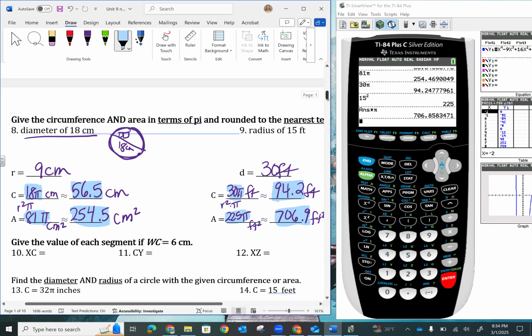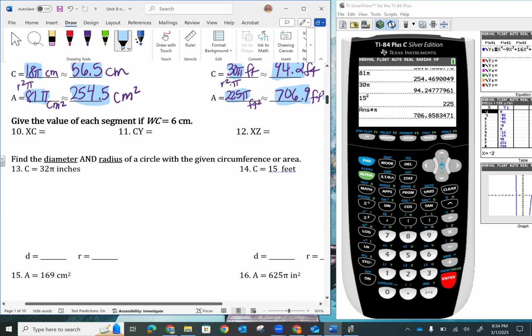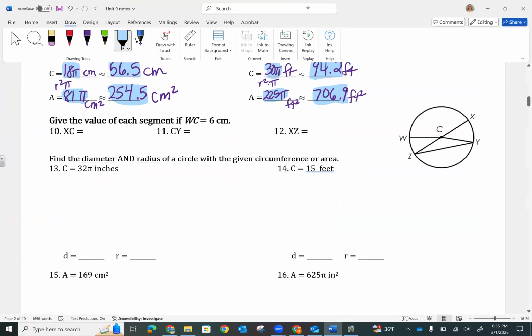Okay, let's keep going. The next one says, tell me the value of each of these segments if WC is that. I'm going to have to open this up a little bit so we can see what's going on here. Okay, if the distance from W to C, well, that's a radius, is 6 centimeters, then X to C would be how much? Well, X to C is also a radius, and all radii in the same circle must be the same so that it would make a round circle. So this would also be 6 centimeters.